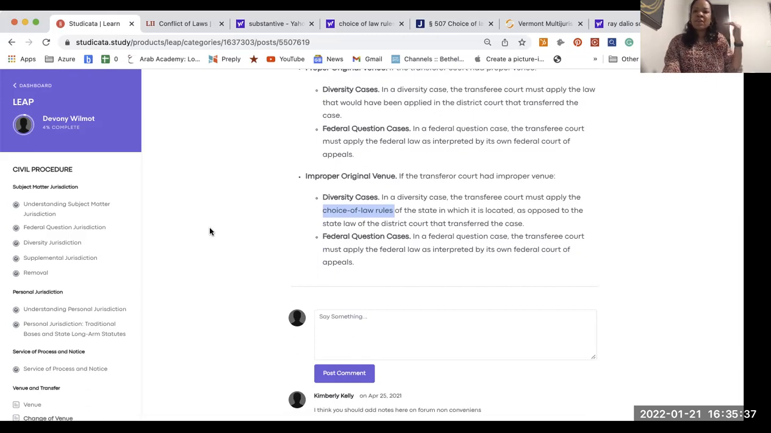All right, so we had the example of what happened with that car accident in California, where one person was in California, one lived in Arizona. They had to decide which laws to apply. So you use the choice of law rules of the state in which the transferee court is located, as opposed to the state law of the district court that transferred the case. So we're going to look at the choice of law rules here, the new court, the transferee court.